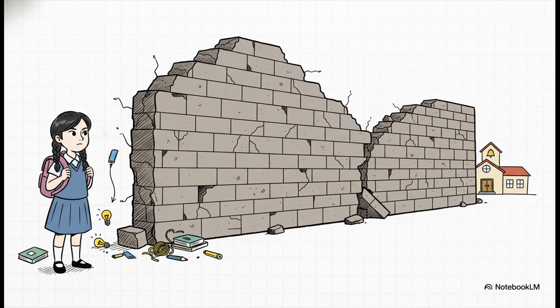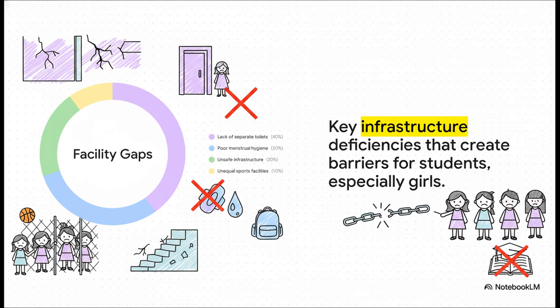This is all about infrastructure, or more accurately, the lack of it. When you look at the facilities, the problem becomes crystal clear. The lack of safe, private, separate toilets is a massive issue, especially for teenage girls. Add to that poor resources for menstrual hygiene, and you have girls missing school for days every single month, or just dropping out for good. Unsafe buildings, poor lighting, unequal sports facilities, it all sends a very loud message. Their needs just aren't a priority.